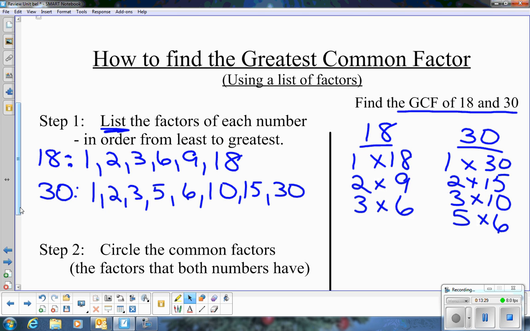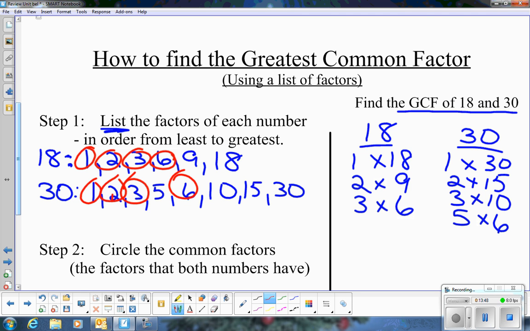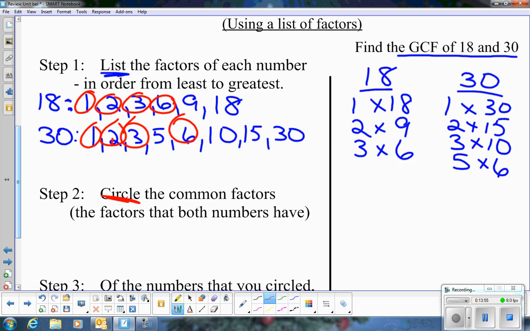So, looking at that list, we're going to circle the ones they share. Okay? Now, if they match up, you could make one big circle, but I usually just, because they end up not matching up at some point. They share 1, they share 2, they share 3. Nope, not 5, but 6 they share. Nope, not 9. Nope, not 18. Nope, we're done. Yep, I do, because that's what it says. That's step 2, by the way, circling the common factors. So step 2, circle those common factors.